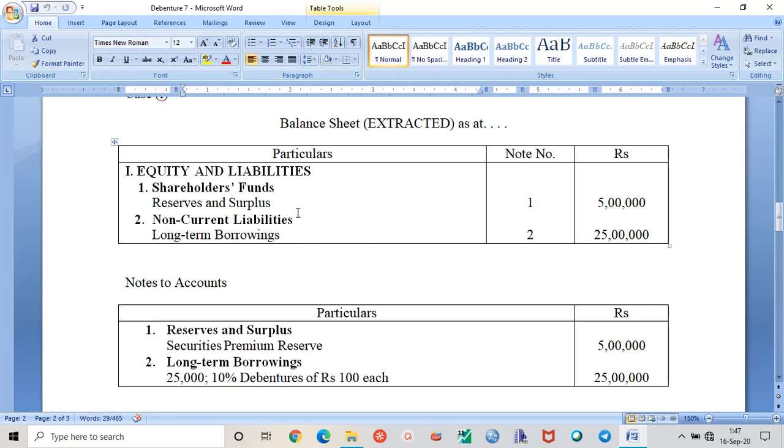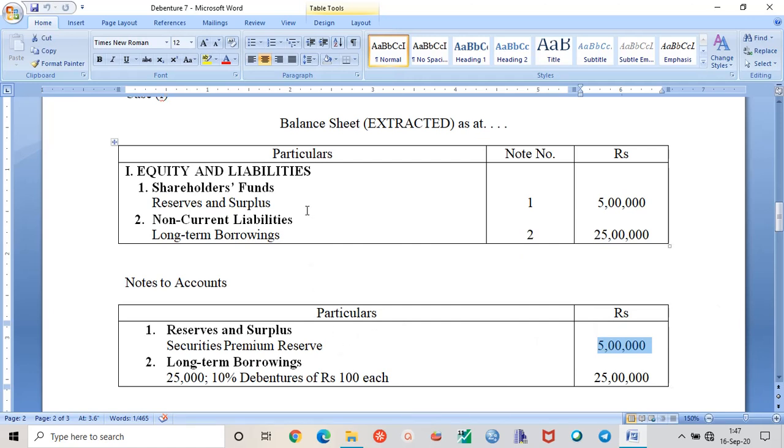So when we issue the number of debentures at a premium, this premium money will be recorded under this head, reserves and surplus. As you can see here, under this reserves and surplus, there is a head called SPR. Refer to the journal entry that you have just copied in your copy. So reserves and surplus is 5 lakh, which is your SPR money.